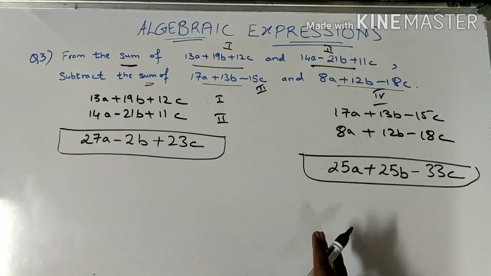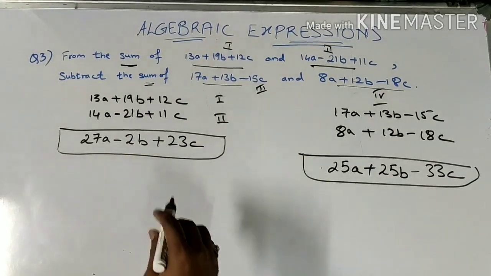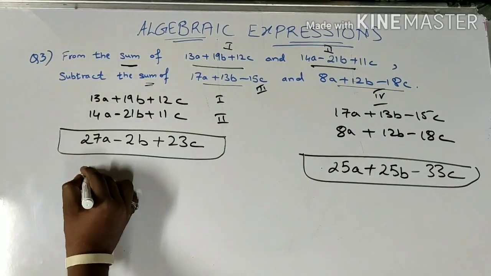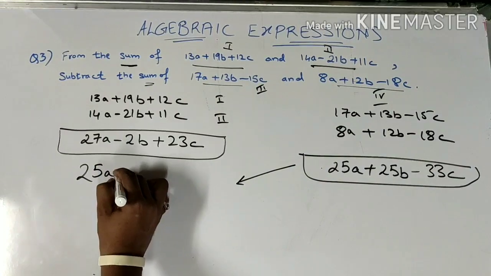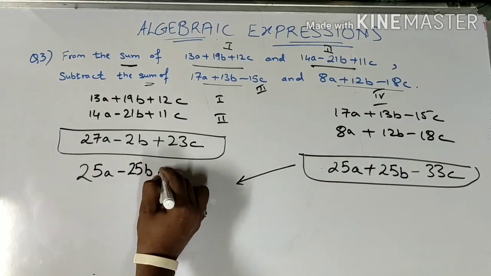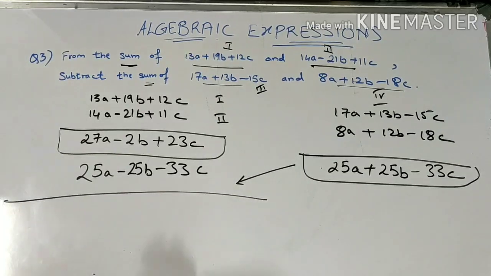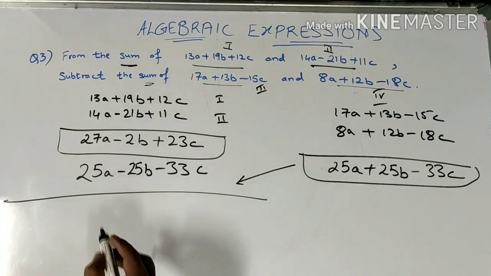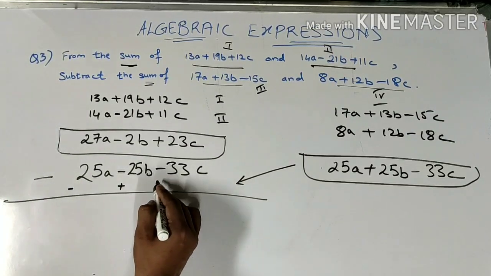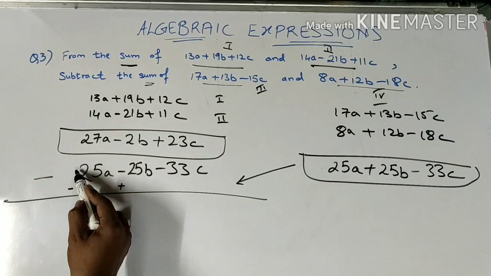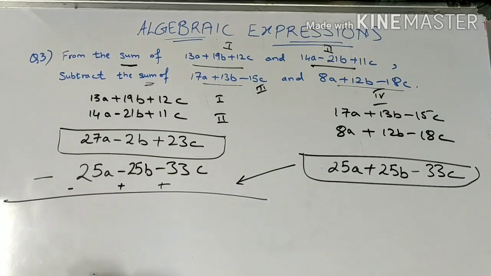So in this sum we have solved both addition as well as subtraction. Now from this I am supposed to subtract 25a plus 25b minus 33c. Now remember, in your subtraction you need to change the sign of all the terms that are there in the second line. This was plus, so it becomes minus. This was minus, it becomes plus. This was minus, it becomes plus.